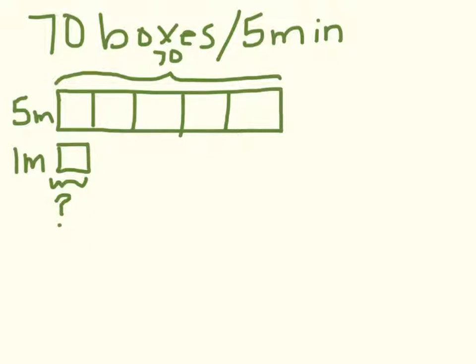A machine can pack 70 boxes of spaghetti in 5 minutes. I've drawn a bar graph here to illustrate this. We can pack 70 boxes in a 5-minute time span. At this rate, how many boxes of spaghetti can it pack in 8 minutes? So the first thing we'll need to calculate is how many boxes can be packed in a single minute.